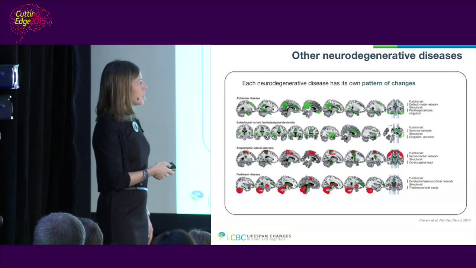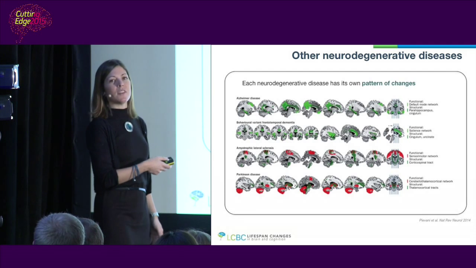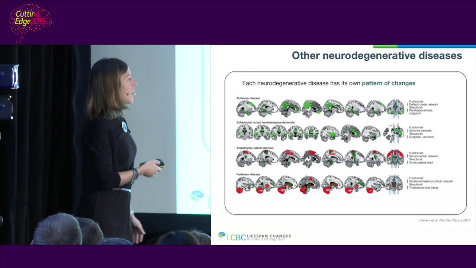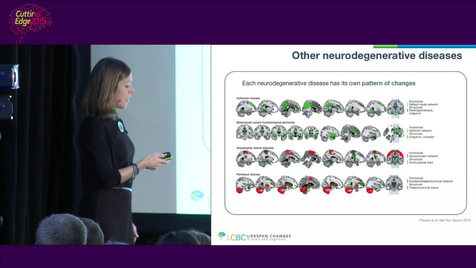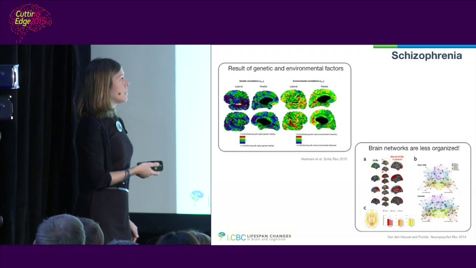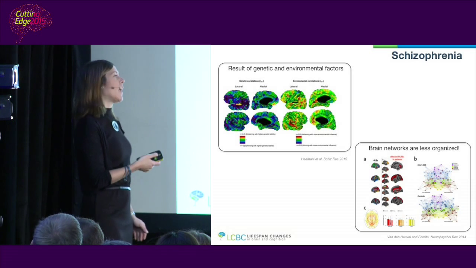And finally, these are some examples of other diseases. It's not only about Alzheimer's disease. Each disease would have its own pattern of changes. And we can map them very easily with MRI. And also in schizophrenia, it's not everything about neurodegenerative diseases. It's also about psychiatric diseases.